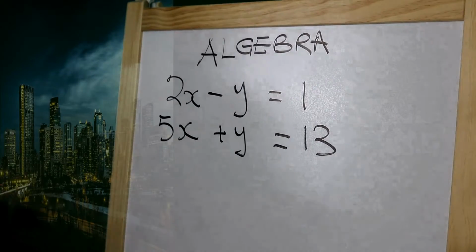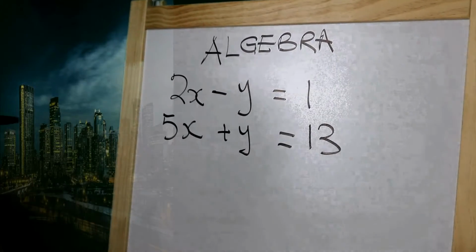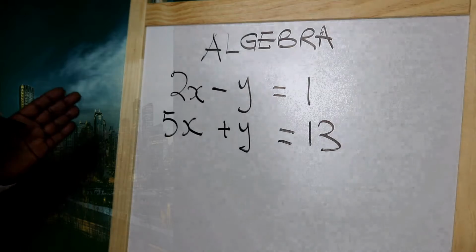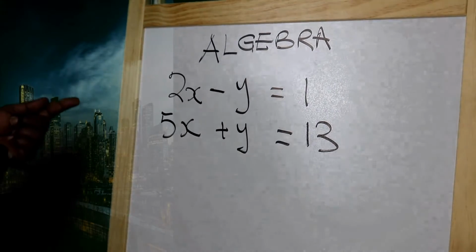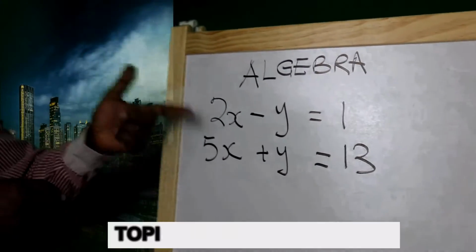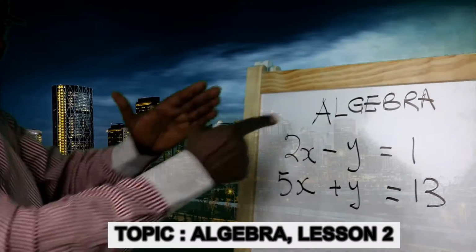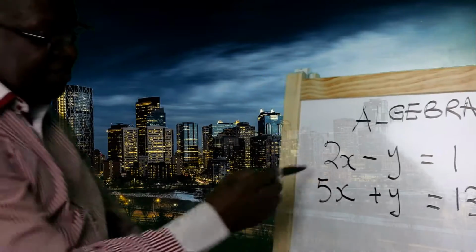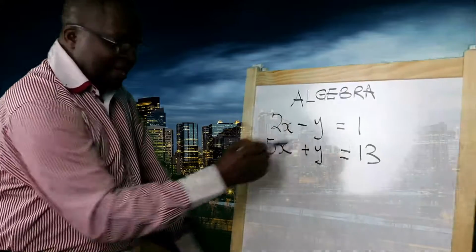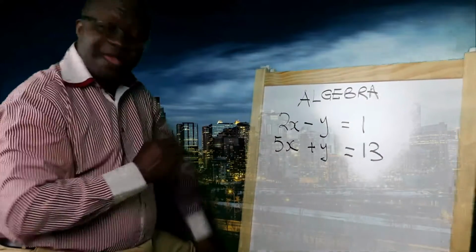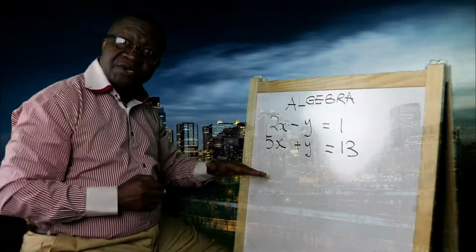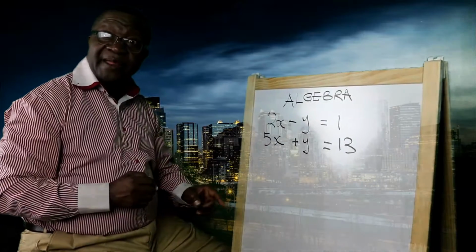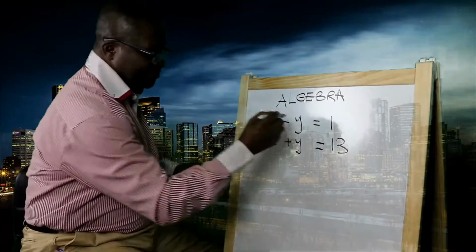What we need to do is to eliminate one of the unknowns to solve for one of the unknowns. And then we use that answer back into any of the original equations to find the second one. So when you look at this problem, for example, you see that there's minus y here, then plus y here. If we add these equations together, we can eliminate the y. Okay? So let's do just that.